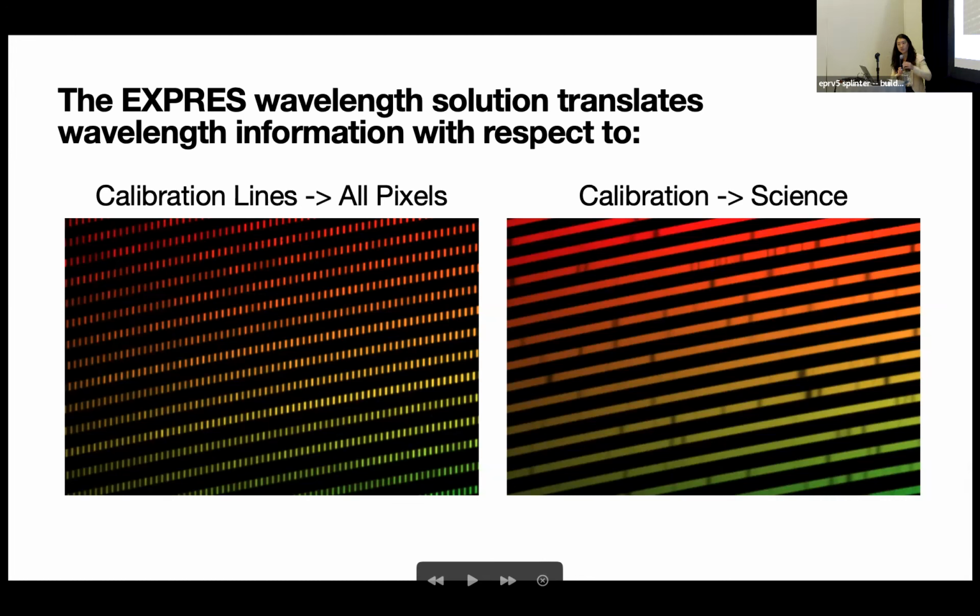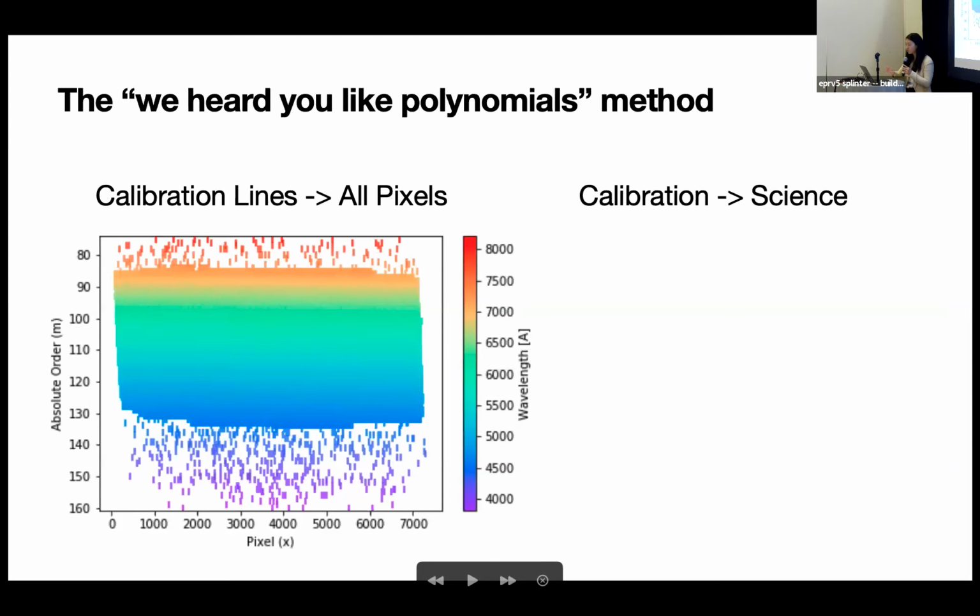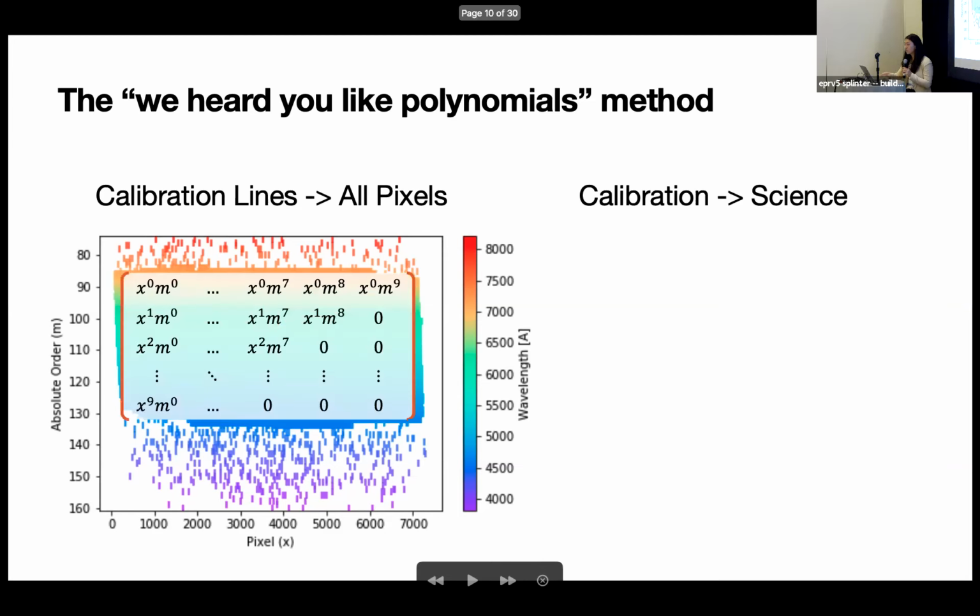And so our wavelength calibration has to both go from calibration lines to all the pixels in between, but we also have to go from calibration images to the science images that we take. Our first crack at this was using polynomials in every which way and form. Here I'm showing our different calibration lines with thorium argon and the LFC region, laid out in pixel in the X direction and absolute order in the Y direction. We fit this to a 2-dimensional polynomial, which is 9th degree in both ways, and then we evaluate that at each pixel to get the wavelength information for all of the pixels.